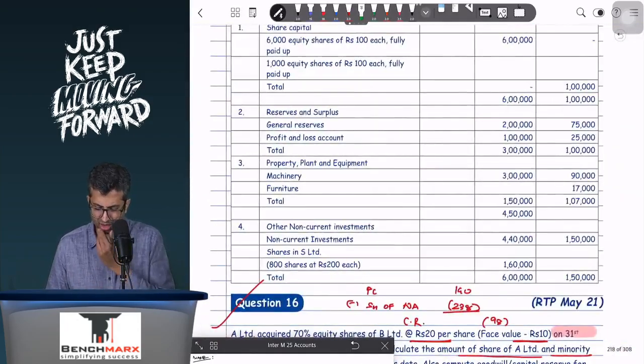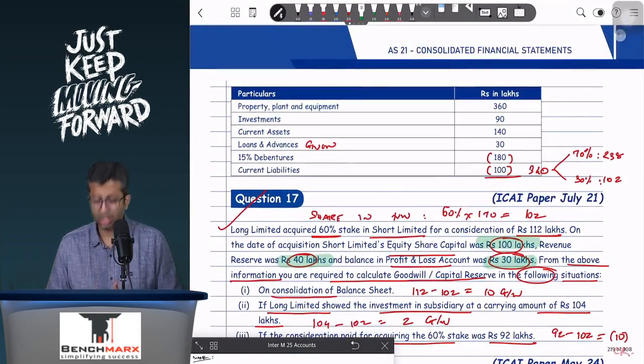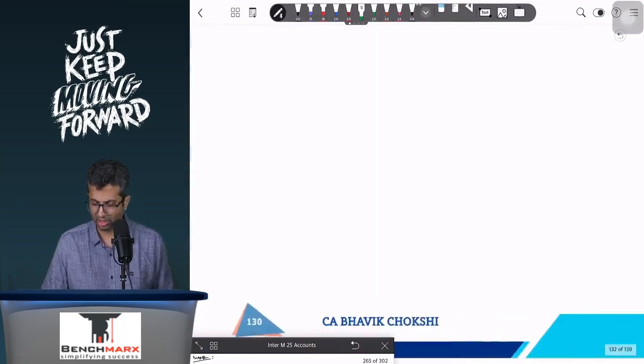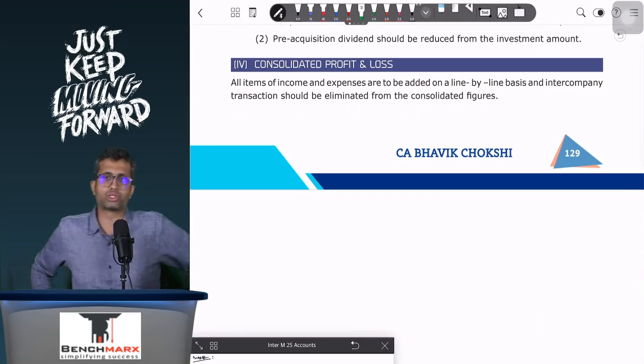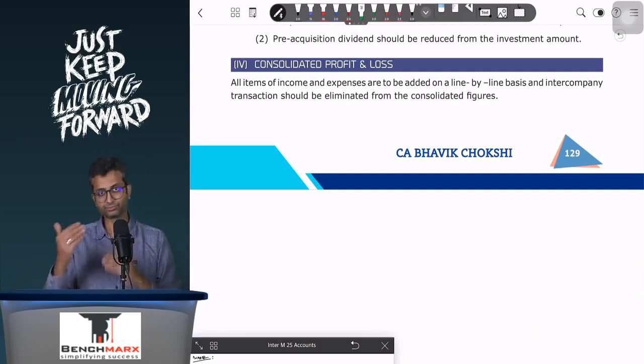Now, there are a couple of other questions, I think, over here on consolidated P&L. Largely what we have focused on until now is the consolidated balance sheet. However, Institute has also been asking questions regarding consolidated P&L, and trust me, this is a lot easier. In your profit and loss account, what will be there? Well, there will be revenue, expenses, and profit.